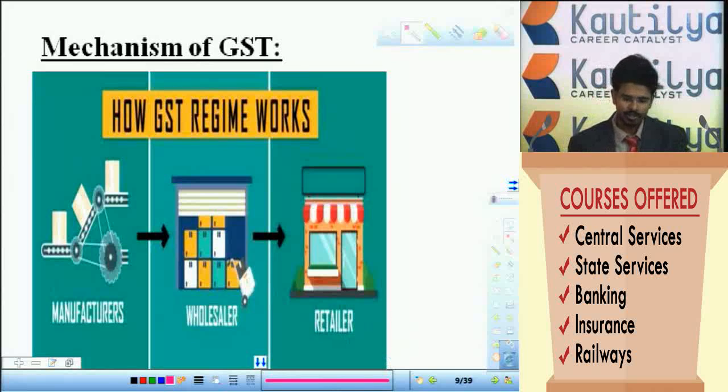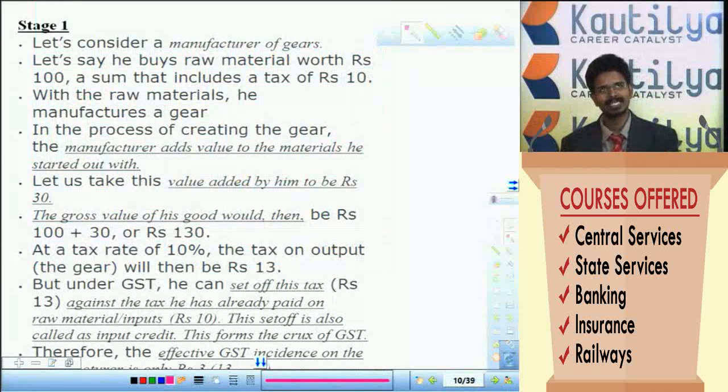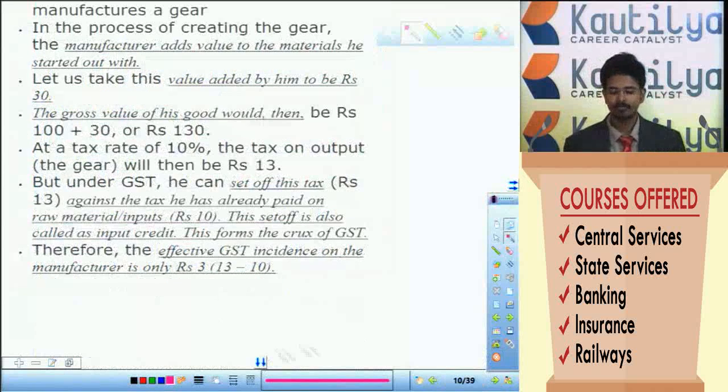So you see, any kind of good which is produced is manufactured in a manufacturing unit, and then it goes to the wholesaler, and then to the retailer. I have tried to explain what exactly is GST through this example: how at various stages indirect taxes are levied in India, and in which way GST will be helpful to overcome the present difficulties.